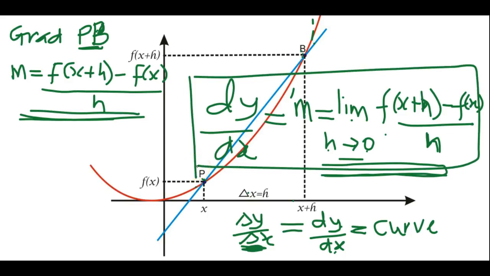And the dy/dx is called the derivative of a function. So the function is f of x. Sometimes you can write the derivative as f prime of x. If it is y, we'll say dy/dx. If it is f of x, we'll say f prime of x.